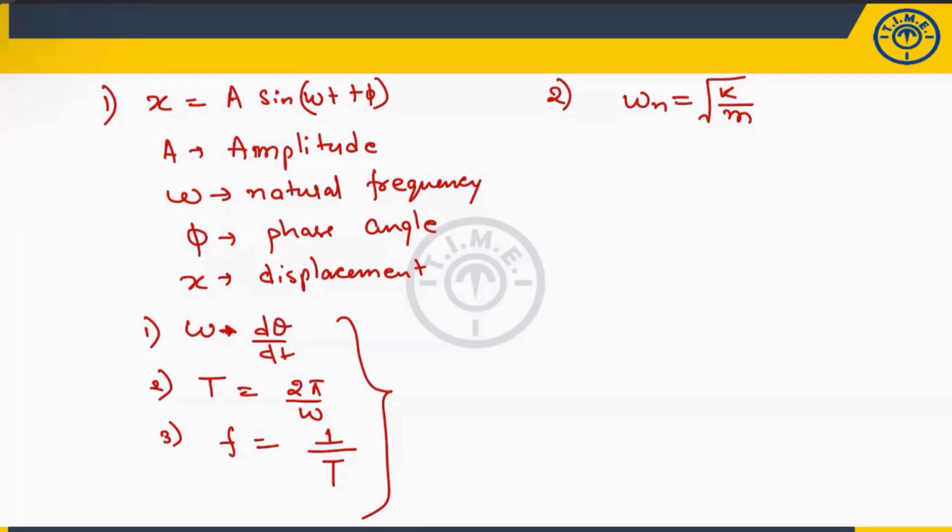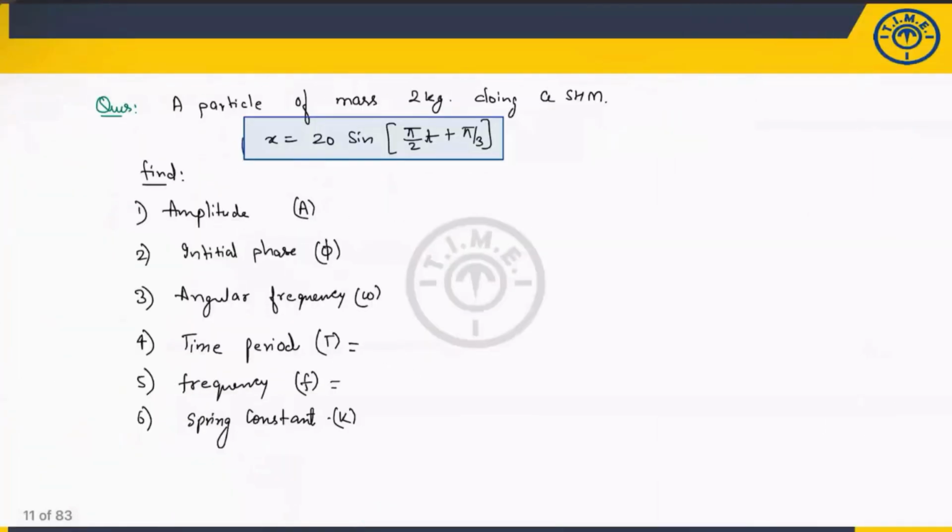So these are the three important terms. Based on that, let me discuss one problem. Let us suppose the equation of displacement is given: a particle of mass 2 kg is doing SHM, and the equation is 20 sin(π/2 t + π/3). You have to calculate all these parameters. I have summarized all of this in a single problem: first of all, how you will see what the amplitude is, what the natural frequency is, and so on.